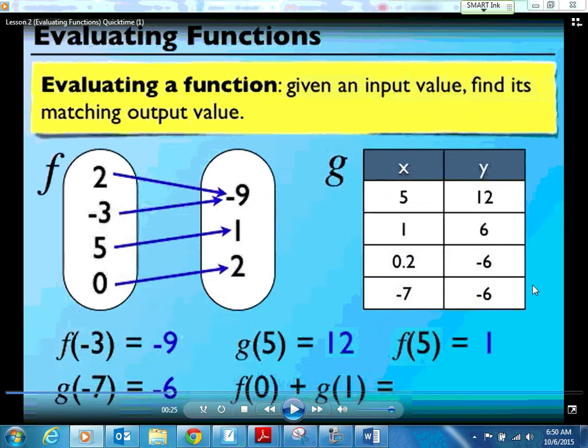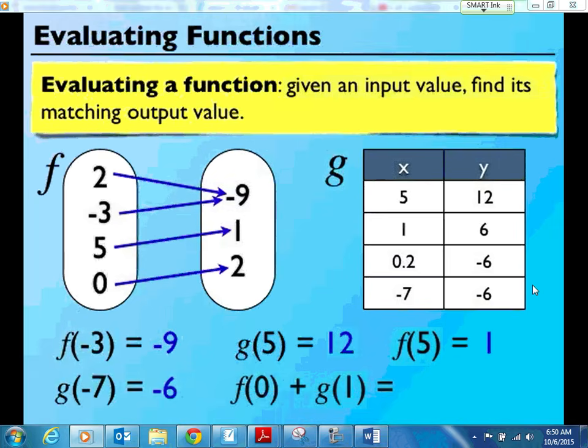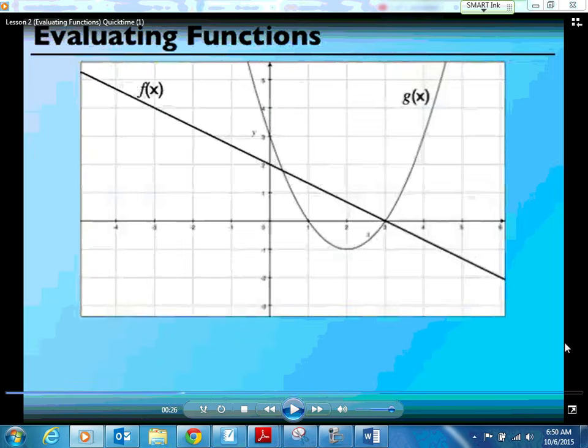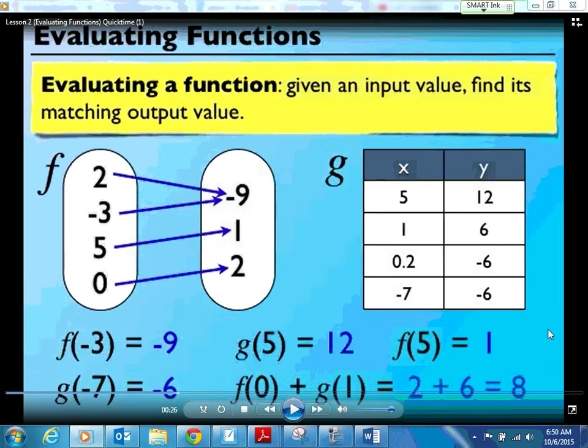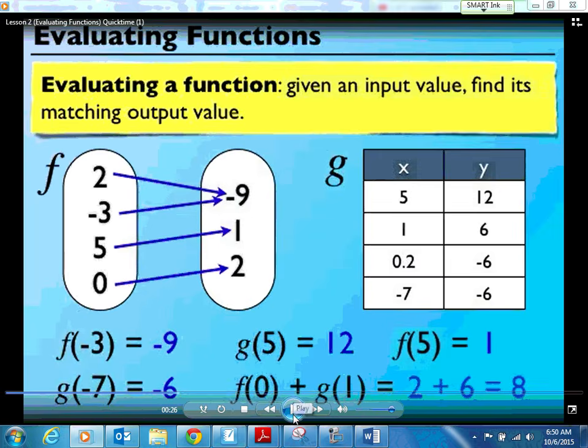Now, finally, we're going to get into some addition, subtraction, and multiplication of functions and their values. So we've got f of 0 plus g of 1. So we find f of 0 from our chart over here, that's 2. We find g of 1 from our chart over here, that's 6. And we take those two values and we add them together. We add those two together to get the f of 0 plus g of 1 is 8. All right, going on now. That should be fairly straightforward and make sense. All we're doing is plugging things in, finding an input, and matching an output.